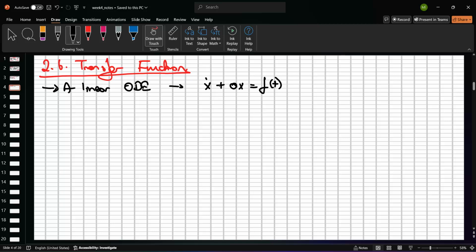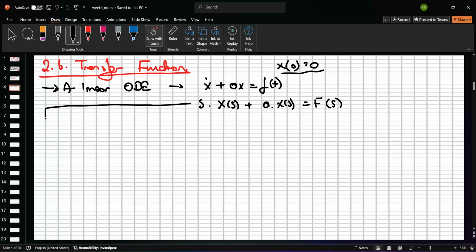Okay. Süleyman doesn't know, but I'm here, and so we have the x dot value in here, right? And so we need to put the what? S, right? And the x0 considers the zero value in here, and then this is X(s) plus a times X(s), and we should equalize it to F(s), right? And so this is our equation, and then we can write it.